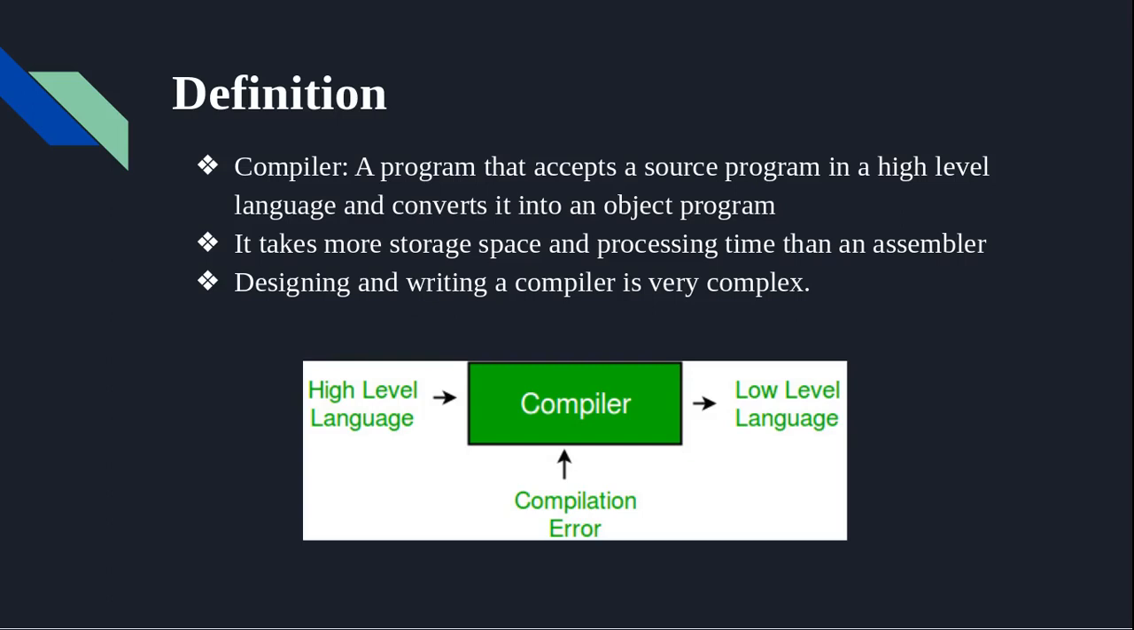And here you can see the diagrammatic representation of a compiler. The input to the compiler is the source program written in high level language. Examples for high level languages are Java, C, C++, etc. And the compiler will convert the source program in high level language into low level language or machine language or object program. During the compilation, if there are any errors, the compiler will report all the errors.